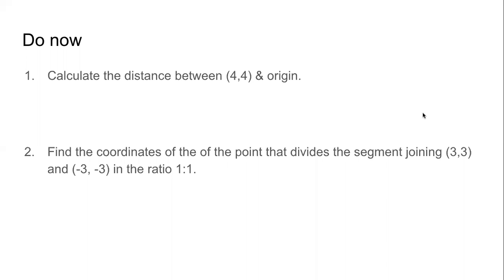Very simple questions. First one is calculate the distance between (4, 4) and the origin. Second one is find the coordinates of the point that divides the line segment joining (3, 3) and (minus 3, 3) in the ratio 1:1. Solve it in the notebook, take a picture, send it to me on WhatsApp.